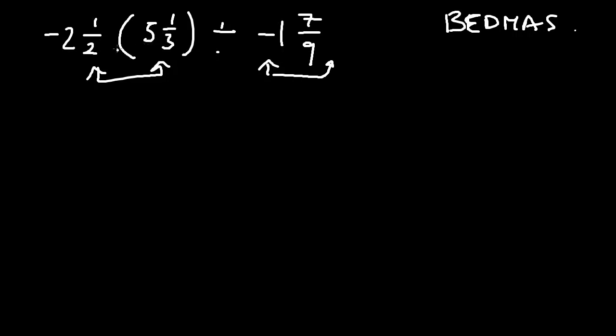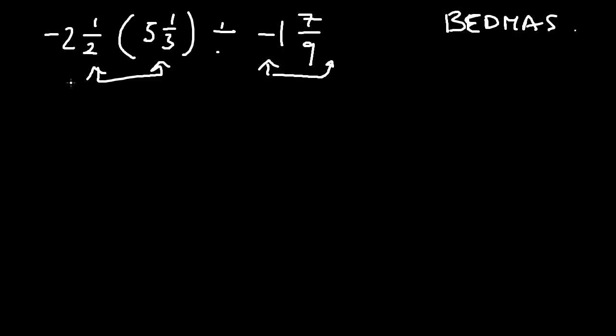So for multiplication, the best bet would be to convert this and this into improper fractions. Because remember, just like in addition and subtraction, we cannot multiply the whole number here by the whole number here, and then multiply the fraction by the fraction over here. Remember, multiplication doesn't work that way. So what we usually do is convert the mixed numbers into improper fractions. So let's convert the mixed numbers into improper fractions.